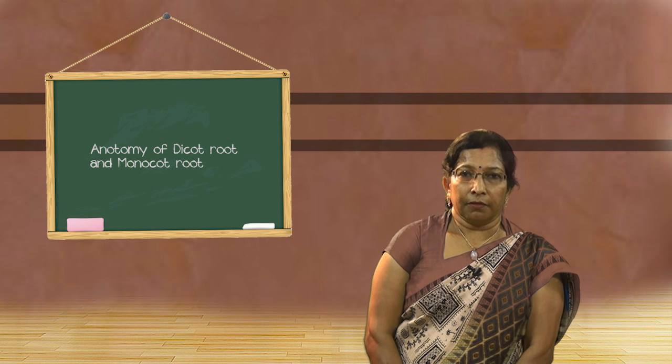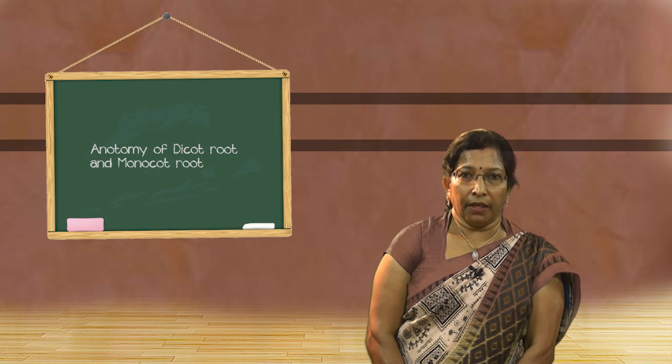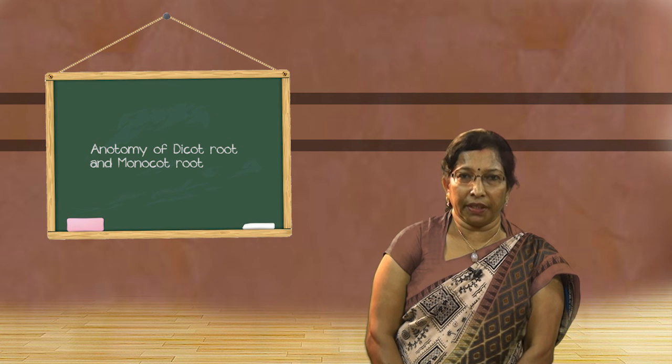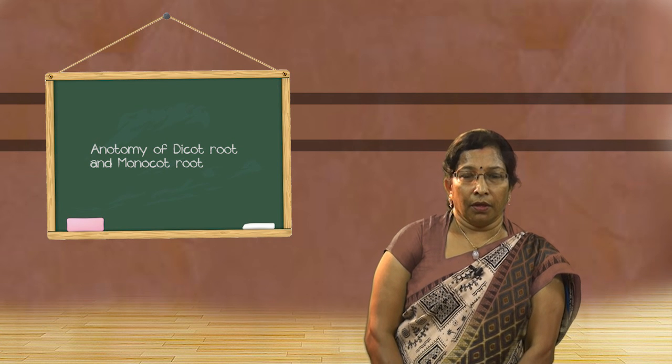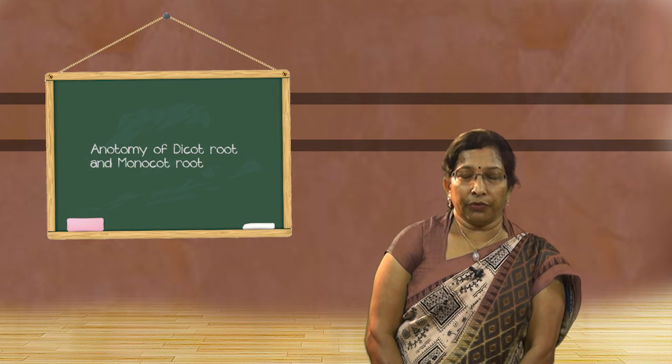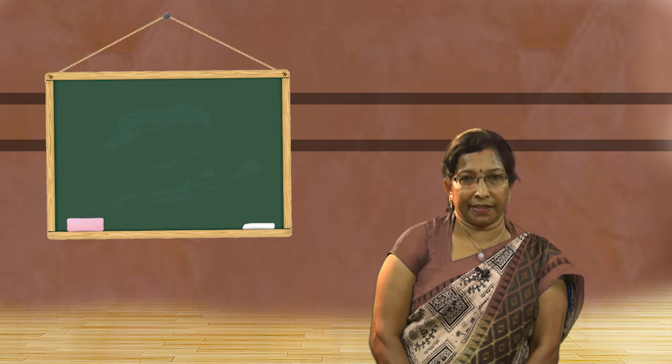The presence of U-shaped thickening in the endodermis is one of the important characteristic features of monocot root. This is about the anatomy of dicot and monocot root. Let us study the difference between monocot and dicot root in the next class.